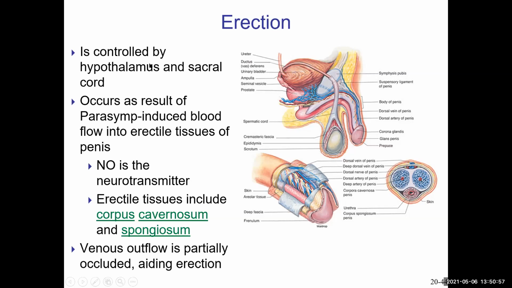Okay. So erection is controlled by the hypothalamus and sacral cord, which is the parasympathetic nervous system, and occurs as a result of parasympathetic induced blood flow in the erectile tissue of the penis. What is the neurotransmitter for parasympathetic here? The main one is always acetylcholine, but here nitric oxide is the neurotransmitter. Erectile tissue includes corpus cavernosum and spongiosum. Venous outflow is partially occluded, and that adds to the erection because there is already increased flow and you are obstructing the backflow, like returning. That's why there is erection.